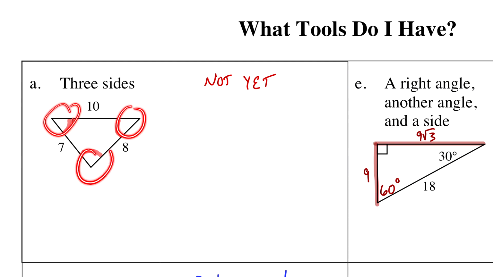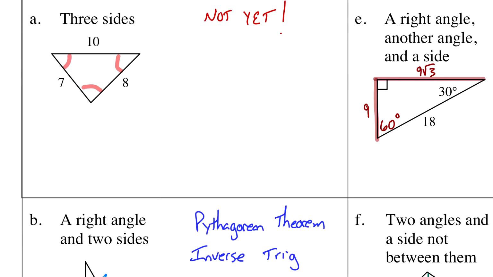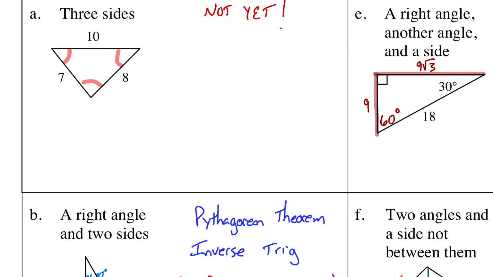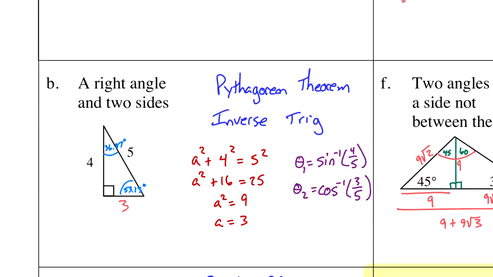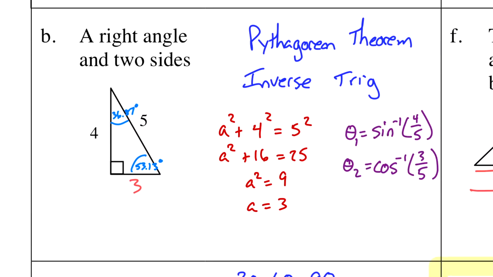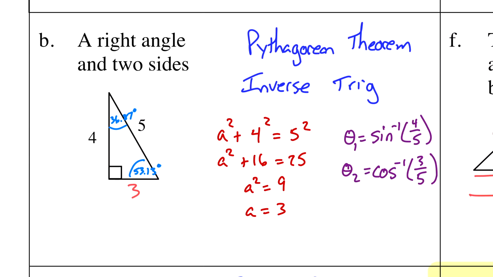Now we want to see if we could find the missing angles. So is there anything we have, any tools we have? Not yet, right? We will learn a new tool coming up to see if it helps us find the missing angle in a problem like this. All right, and let's do B. So let's start with a right angle and 2 sides. This was the second one.